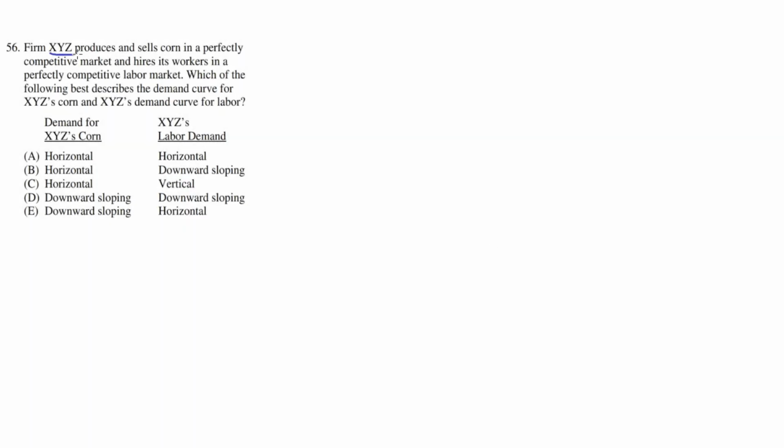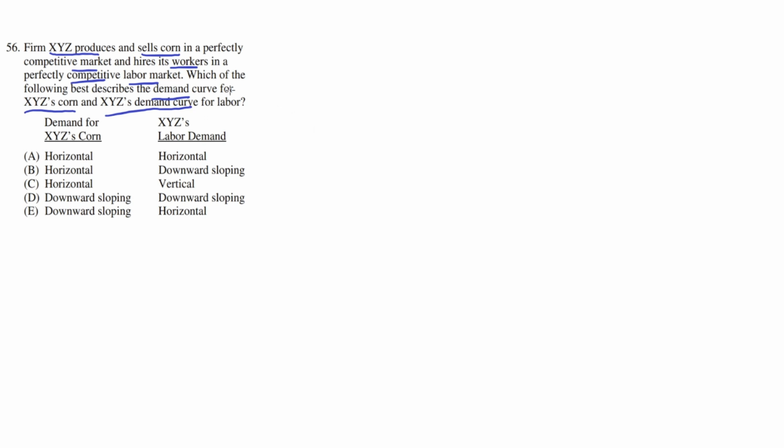Firm XYZ produces and sells corn in a perfectly competitive market, and hires its workers in a perfectly competitive labor market. Which of the following best describes the demand curve for XYZ's corn and XYZ's demand curve for labor?